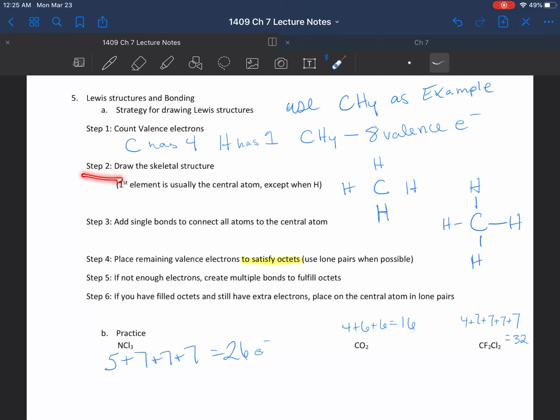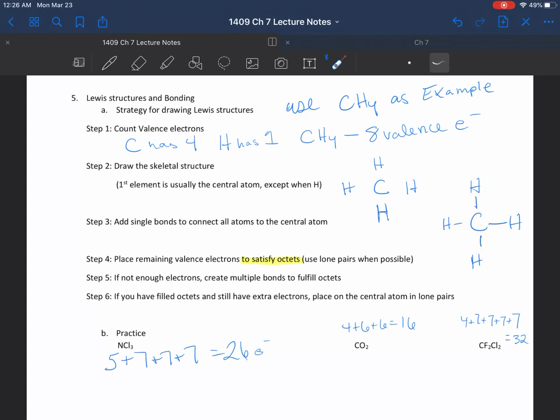Now, step 2, we're going to draw the skeletal structure. So we're going to place our atoms. Now, typically, in the formula, the first element that's listed is the central atom. Except when that's hydrogen. Hydrogen can't typically be in the center because it only forms 1 bond. We're going to put carbon in the middle with our little hydrogens surrounding it. Step 3, we need to add single bonds to connect all atoms to the central atom. Otherwise, they're just floating in space and it's not part of the molecule. So here we add 1, 2, 3, 4 single bonds to connect our atoms to the central atom.